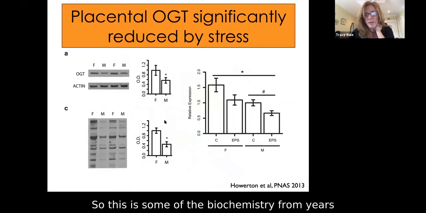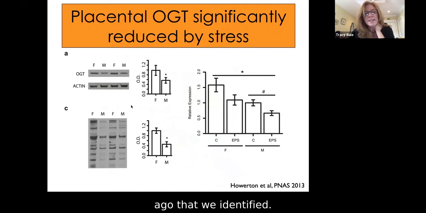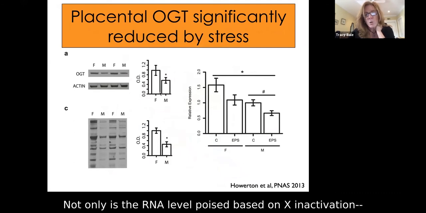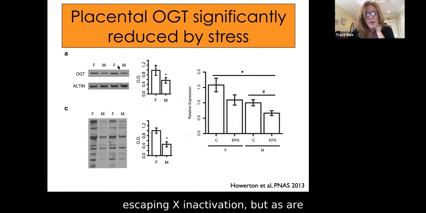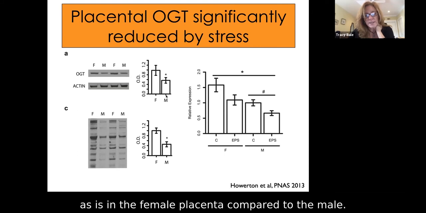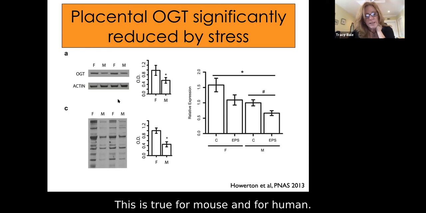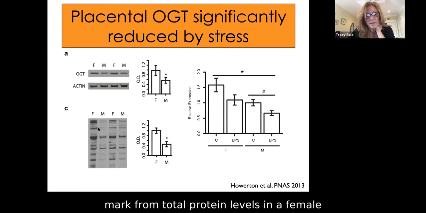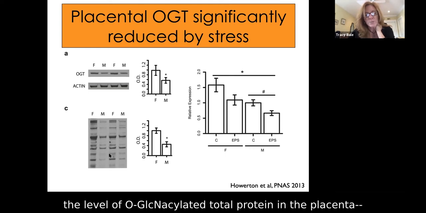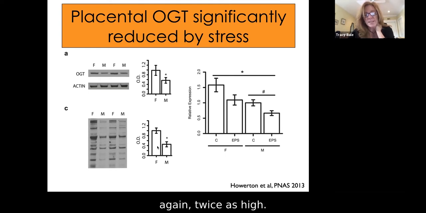Okay, so this is some of the biochemistry from years ago that we identified. Not only is the RNA level poised based on escaping X inactivation, but so are the protein levels shown here. So the protein is twice as high in the female placenta compared to the male. This is true for mouse and for human. This is showing you that O-glycanalylation mark from total protein levels in a female versus a male placenta, showing you again that the protein levels determine the level of O-glycanalylated total protein in a placenta, again, twice as high.